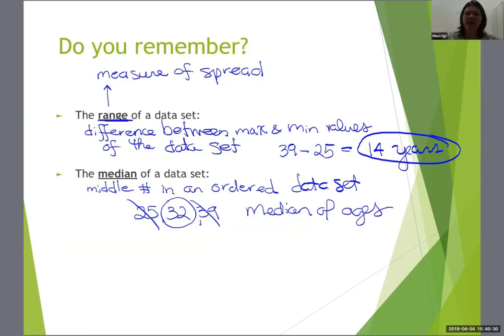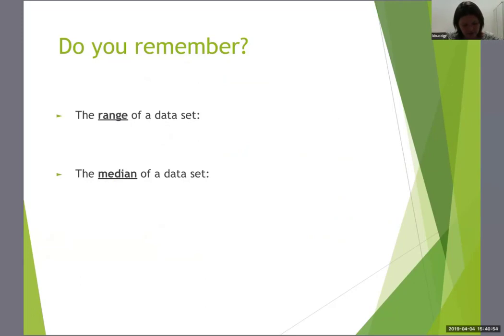So what a box and whiskers plot allows you to do is visualize these two concepts. So we know what they are numerically right now. We know how to find the number of the range and the number that represents the median, but this particular graph is going to show you these two things in a picture. Let's go on and look at a picture of one of these graphs here.